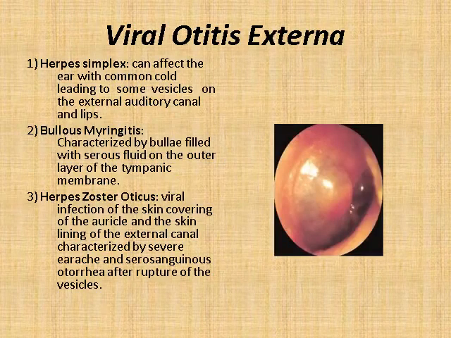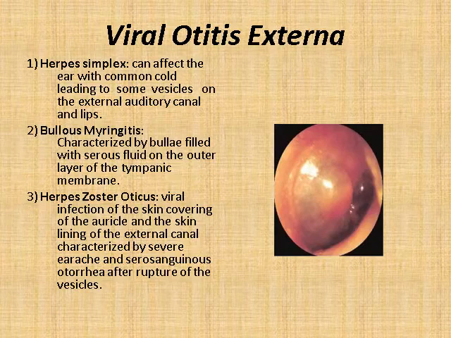Viral otitis externa can come in three forms. First, by herpes simplex, we can see vesicles on the external auditory canal and the lips, and this usually happens in cases of common cold. Bullous myringitis: these are bullae filled with serous fluid that can be seen on the outer layer of the tympanic membrane.